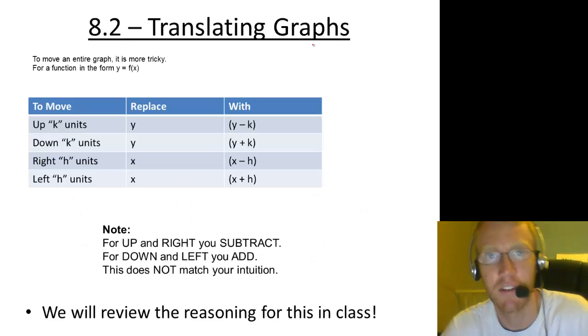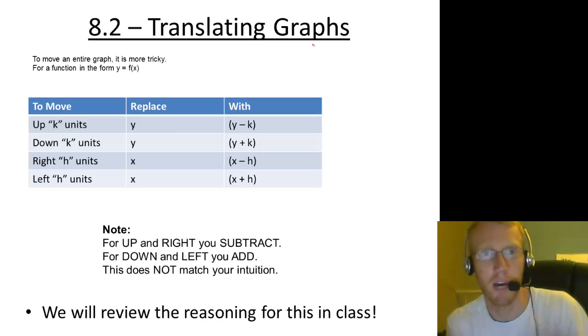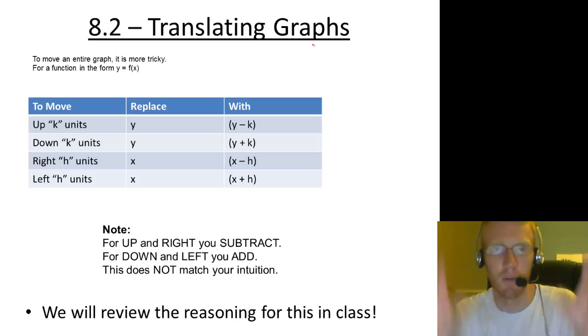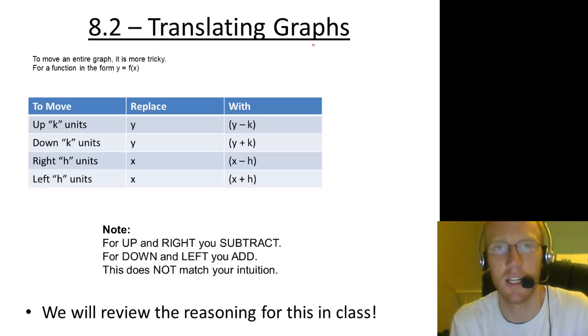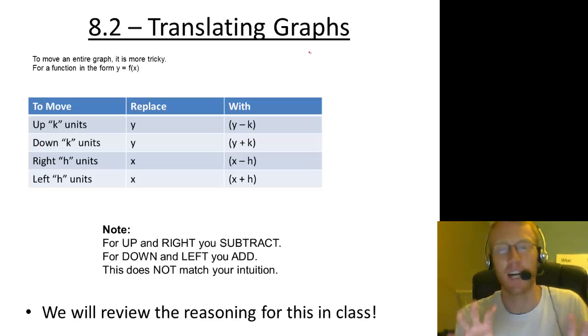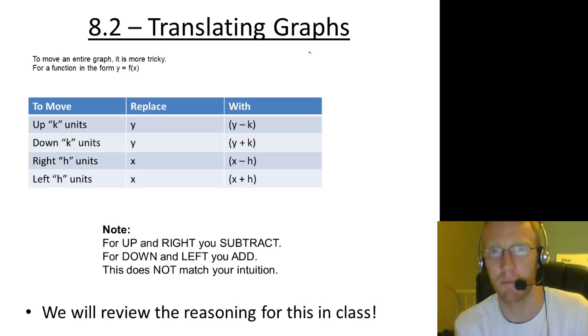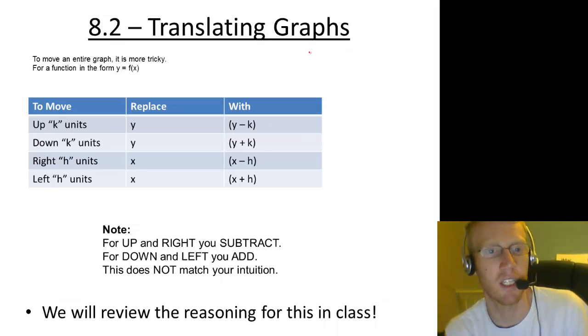Okay, translating graphs. Translating individual points matches your intuition. You can slide them around. If you're not sure, you can graph them and then move them and see where they end up. That will always give you the right answer, and it's very intuitive. Translating an entire function, though, actually ends up leading to results that you might not expect.